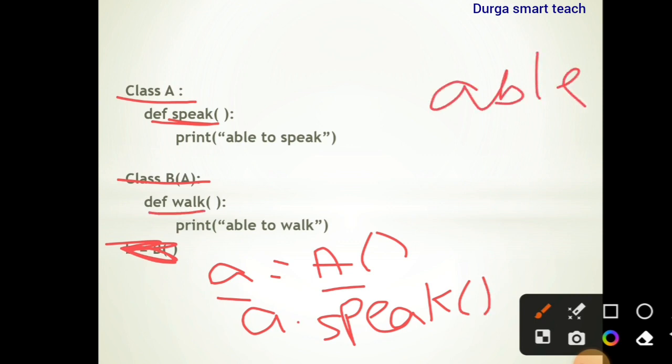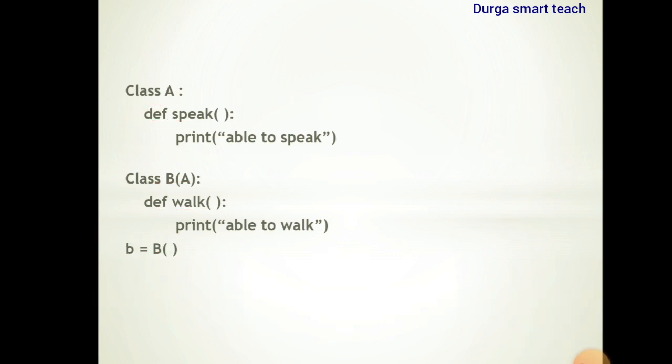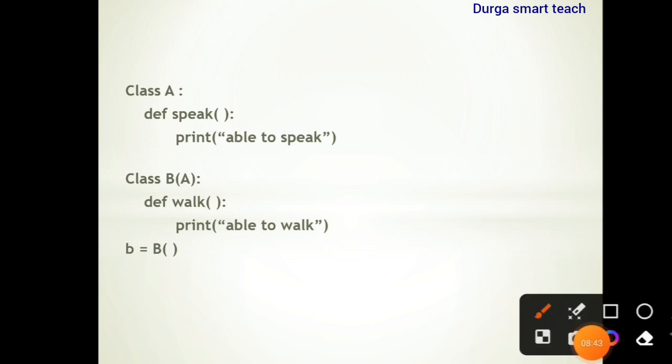You cannot call the walk function with this object. If you want to call it, you need to create one more object for class B, and then you can call the function that is walk. Now it will print able to walk. So if you create an object for class A, you can access only the speak function. So I am creating an object for class B. B is a subclass, the parent class is A.